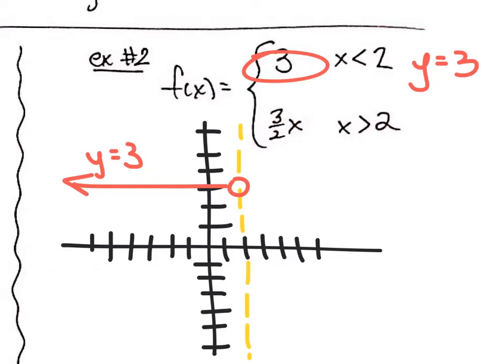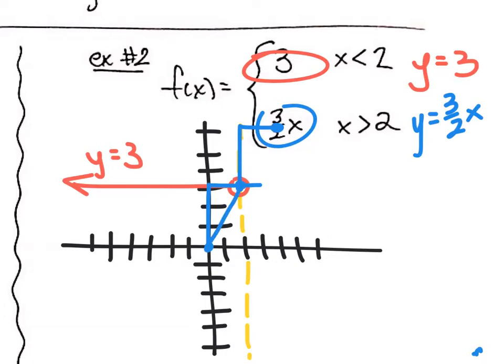So using a different color, we're graphing y equals 3 halves x. And 3 halves x would start at 0, 0, and I would rise 3 and run 2, and then I would rise 3 and run 2. So I'd have this line like this, and that's real messy, so I'm going to clean it up.